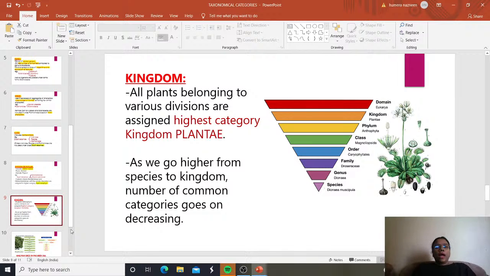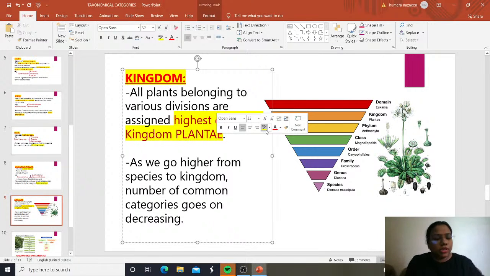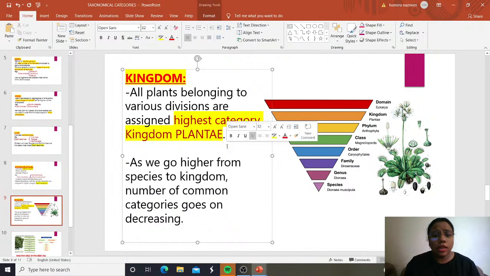Now finally, the highest category we have is kingdom, the topmost. Species was the lowermost, right? So the topmost is kingdom. What do we mean by kingdom? All plants belonging to divisions are assigned the highest category, which is Plantae. In animals also we have the highest category, which is Animalia. So all the plants belonging to all the divisions, that is species, genus, family, order, class, phylum, everything, come under a single highest category, which is kingdom Plantae.